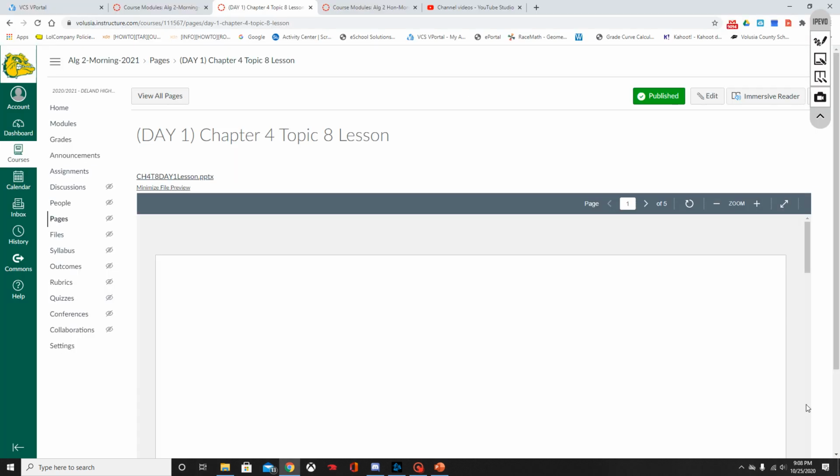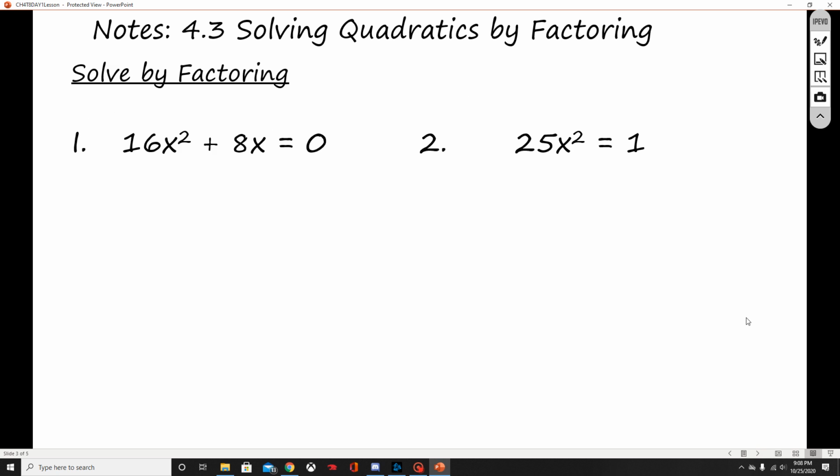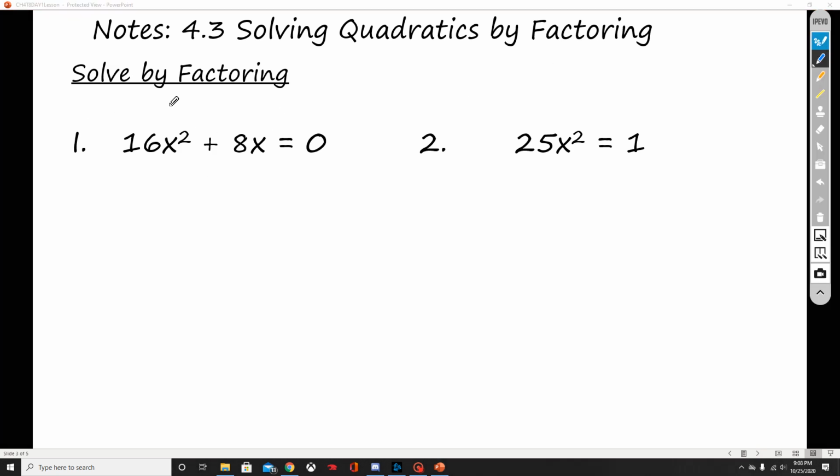It's actually done pretty simply. So let's take a look at number 1. 16x squared plus 8x equals 0. So we have our initial conditions met. The right side is 0, so that's all we need. First, we're going to start by factoring out the GCF. The GCF of these two terms is 8x.